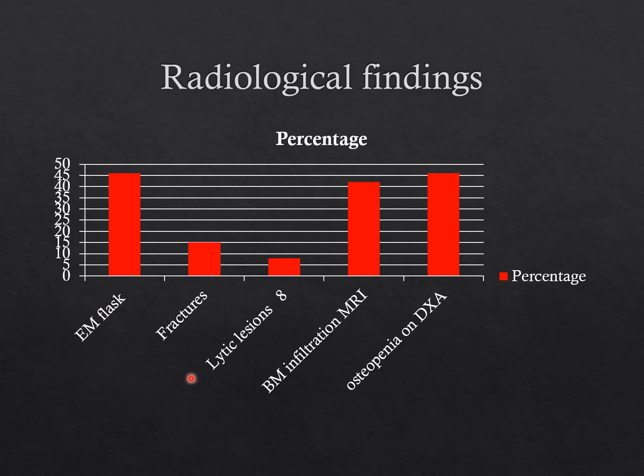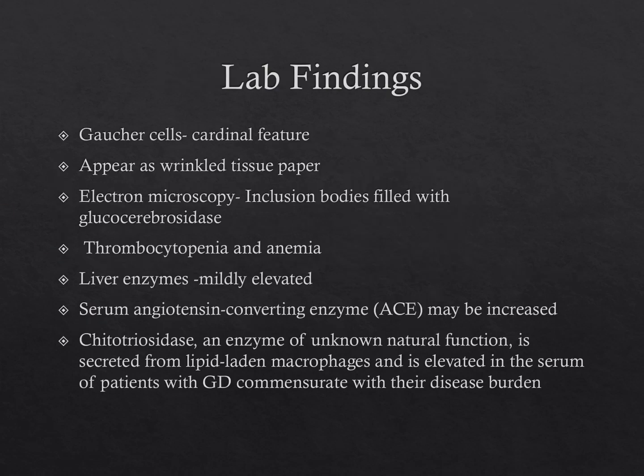But as far as Gaucher's disease is concerned, lytic lesions are seen in less than 10% of the patients. When it comes to the lab findings which aid in the diagnosis, the Gaucher's cells themselves are a cardinal feature of this disorder, which is seen on microscopy. These cells generally have a wrinkled tissue paper appearance, while on electron microscopy, there could be inclusion bodies which are filled with glucocerebrosidase.